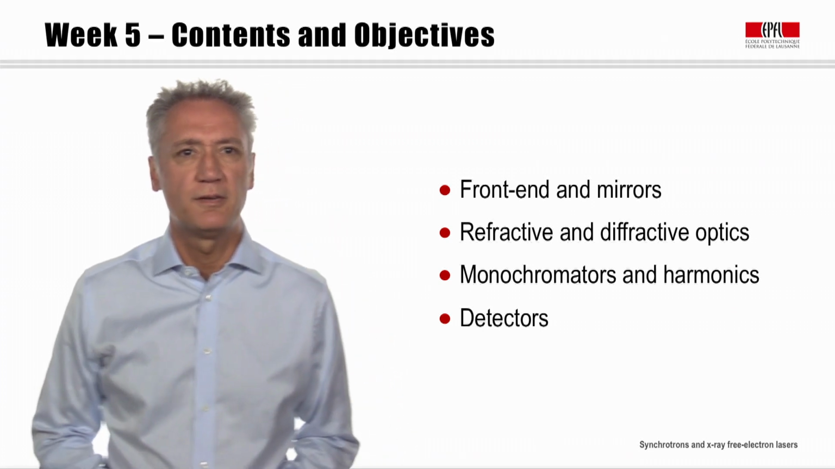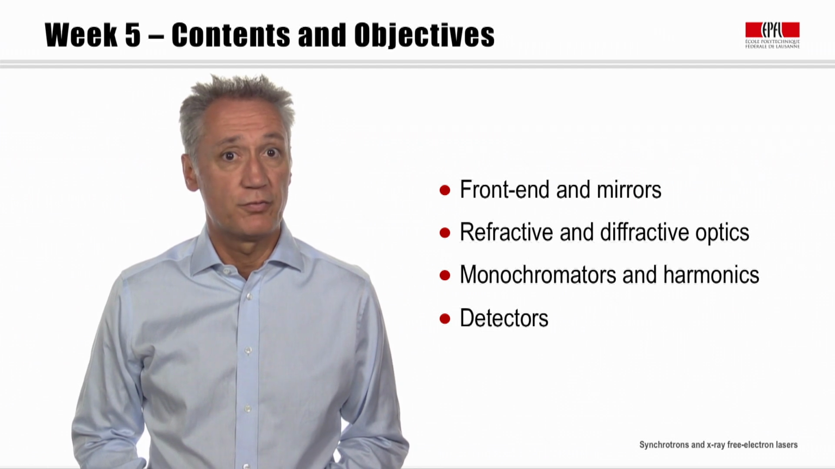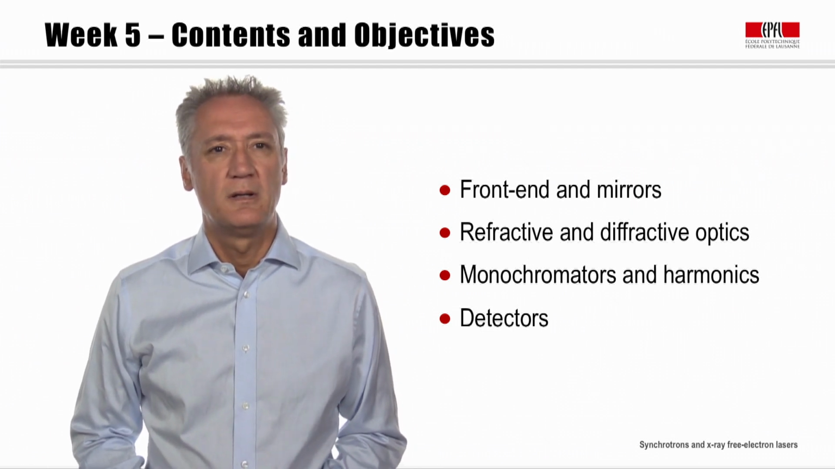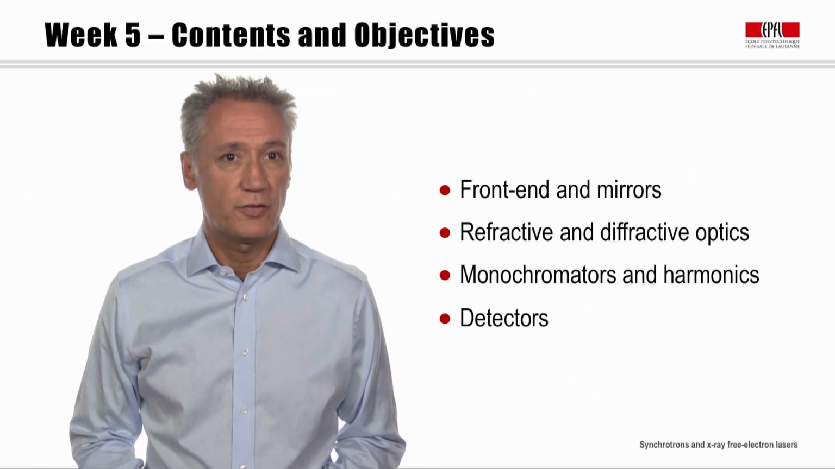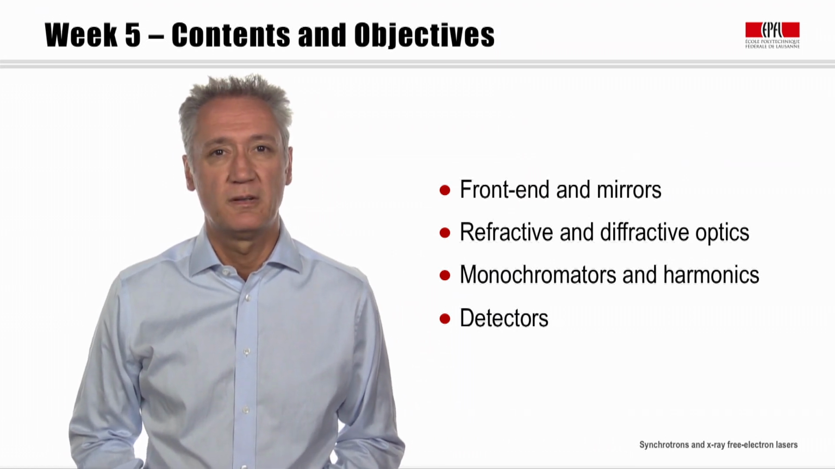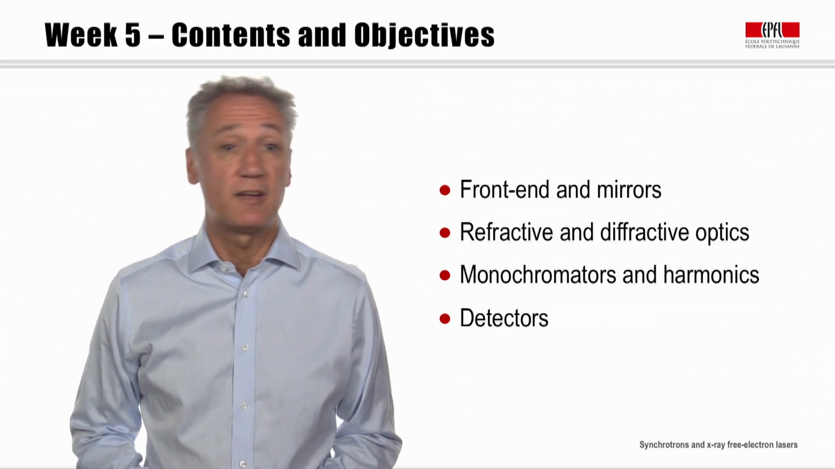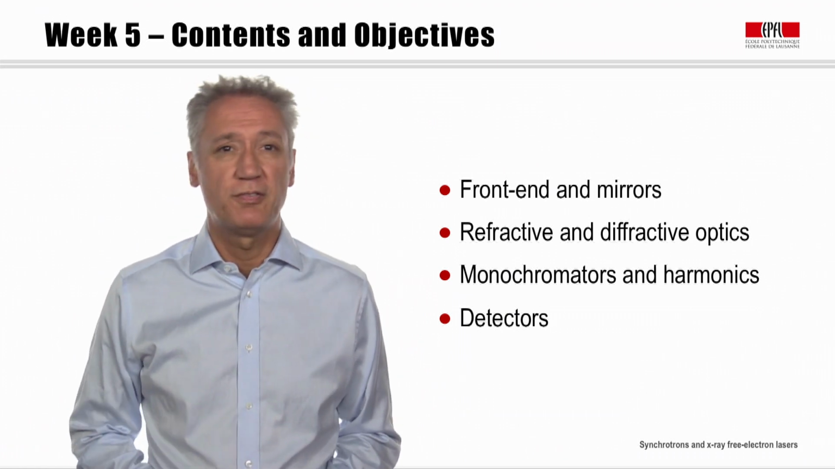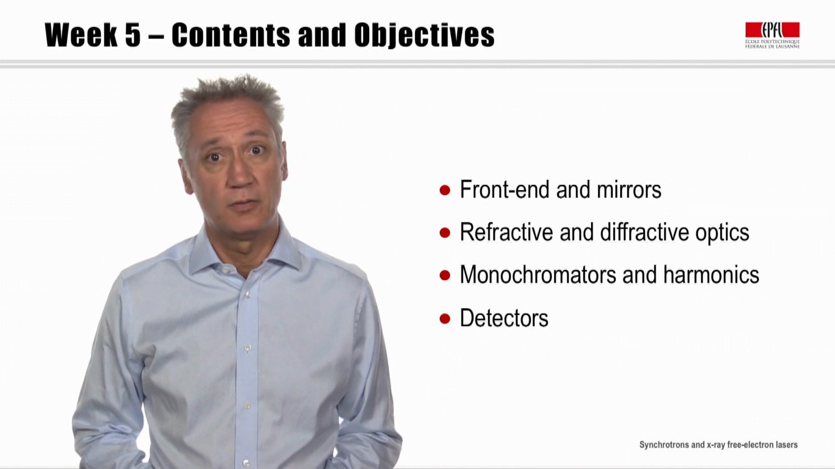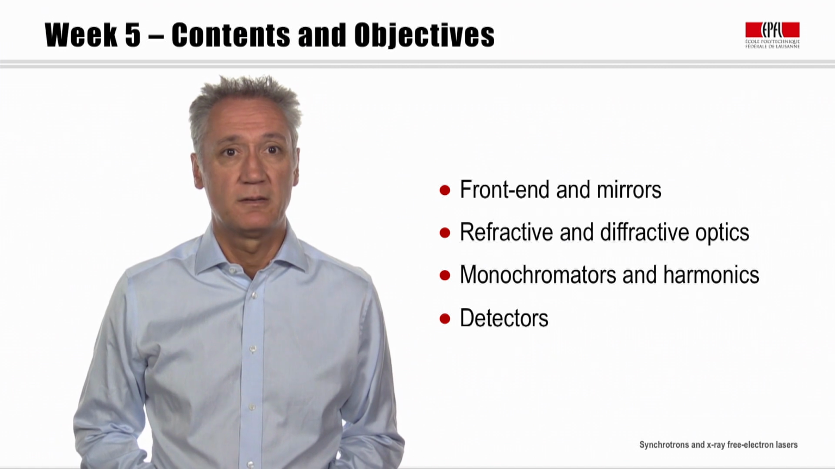Welcome to week 5 of this introductory course on synchrotrons and X-ray free electron lasers. Last week, we finished our discussion of the generation of synchrotron light and its properties. This radiation, as it emerges from the source, be that a bending magnet or an insertion device, is, to a greater or lesser extent, both divergent and polychromatic.